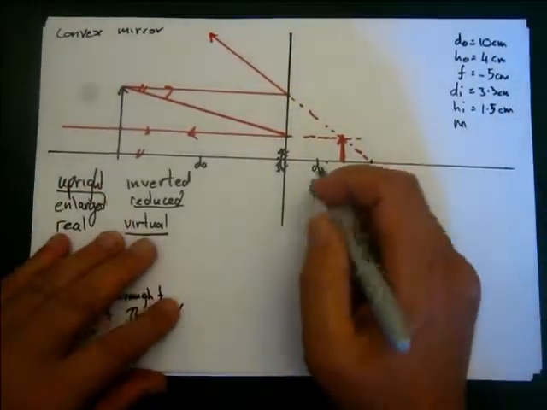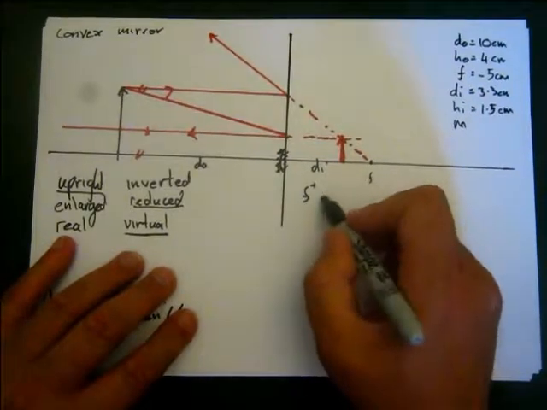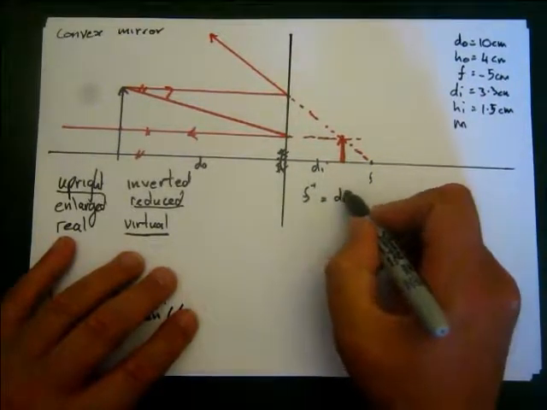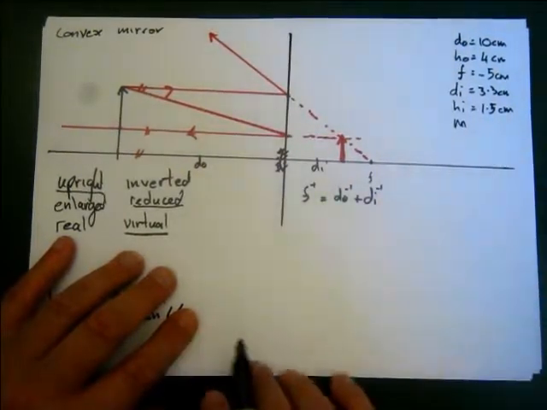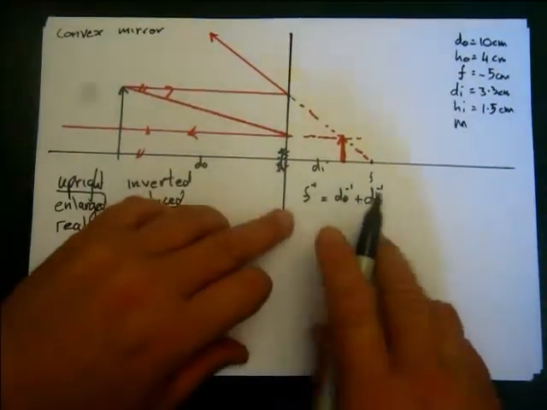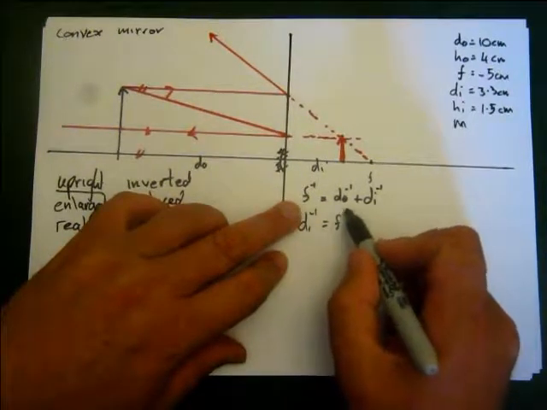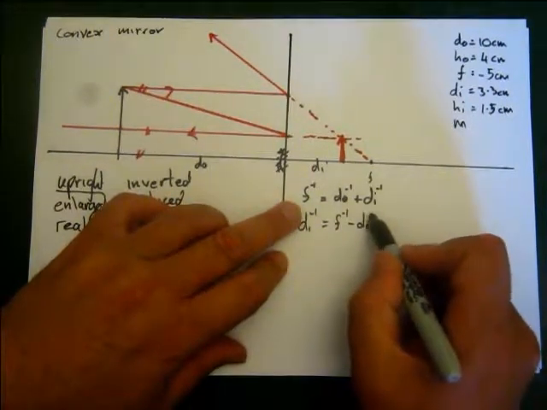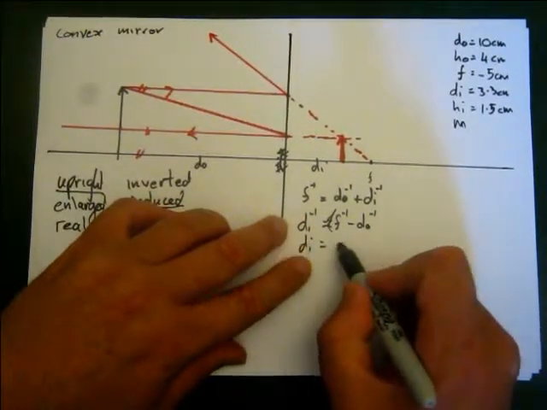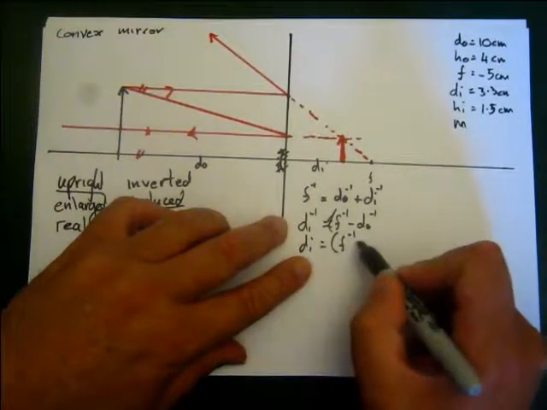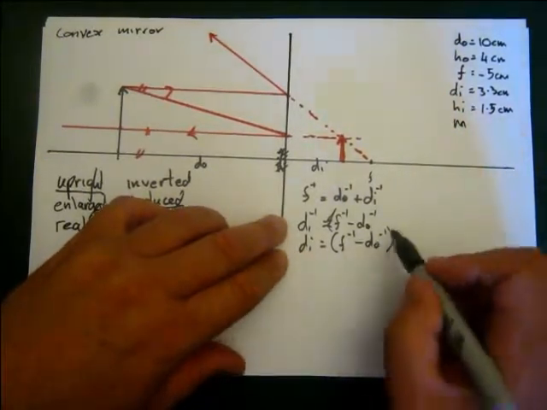So we can use our formula that we've used for all of the others. F^-1 equals DO^-1 plus DI^-1. Now I want to find out DI, so I rearrange that. DI^-1 equals F^-1 minus DO^-1. So then DI is equal to (F^-1 minus DO^-1) all to the negative one.